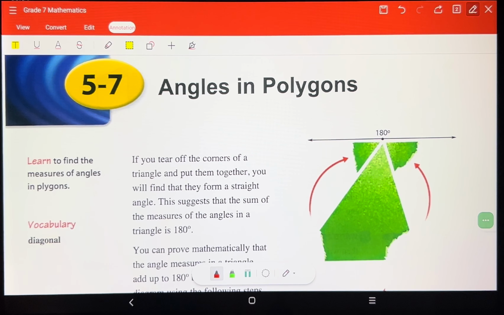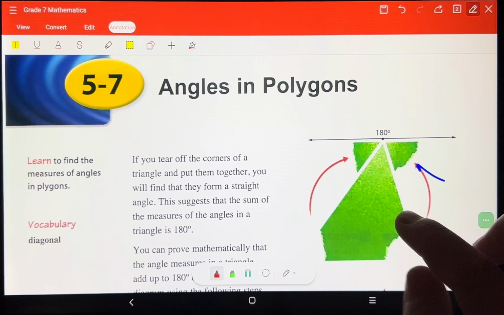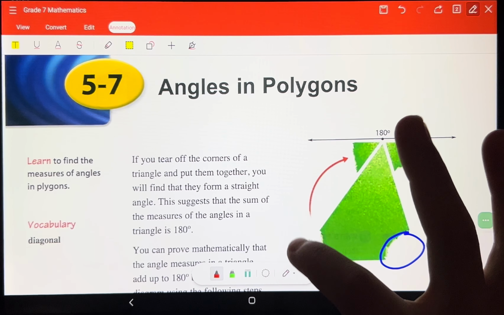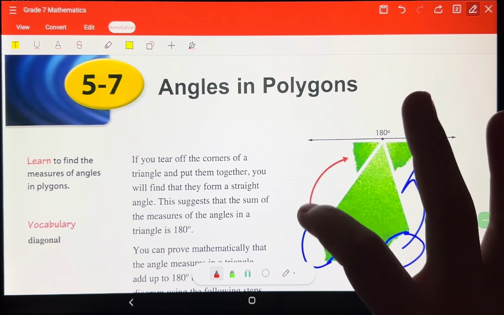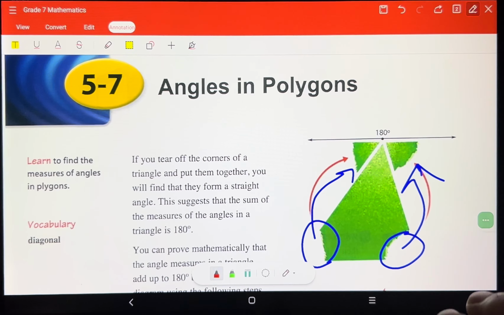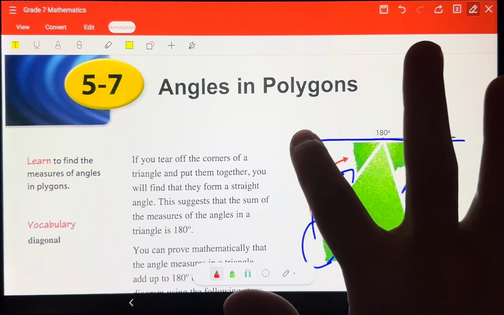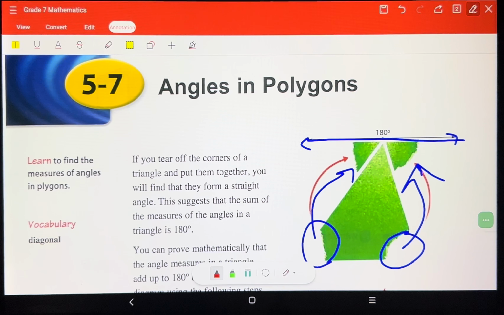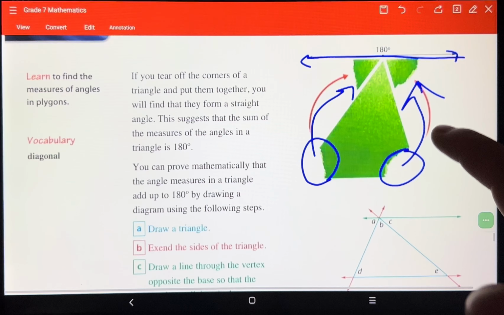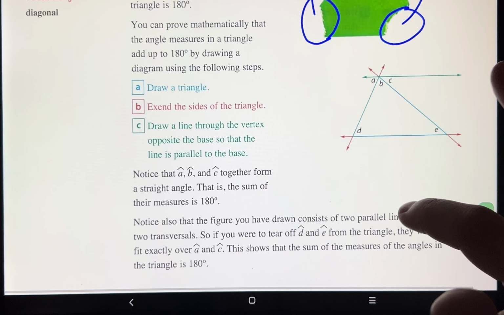If you tear off the corners of a triangle and put them together, you'll find that they form a straight angle, a straight line, which measures 180. That's why we say that the sum of the measures of the angles of a triangle is 180. You can also prove that mathematically.